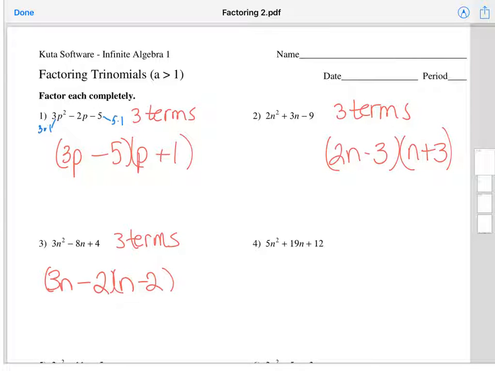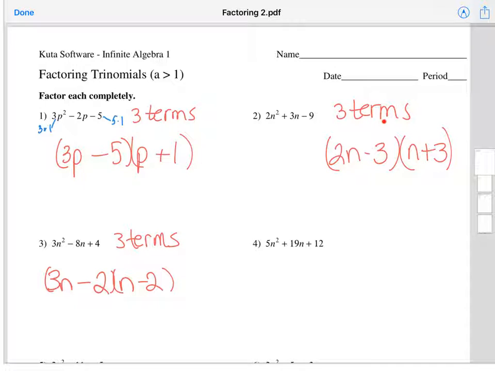Okay, so as we look at these problems, we notice that there's no GCF. So it is 3 terms. So we do our factored form. The factors of 3 are 3 and 1. The factors of 5 are 5 and 1. And we just have to get them arranged in the right order.